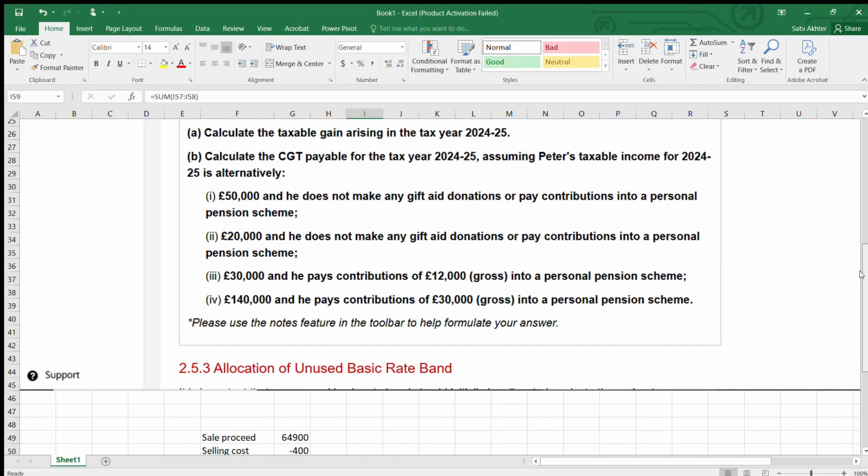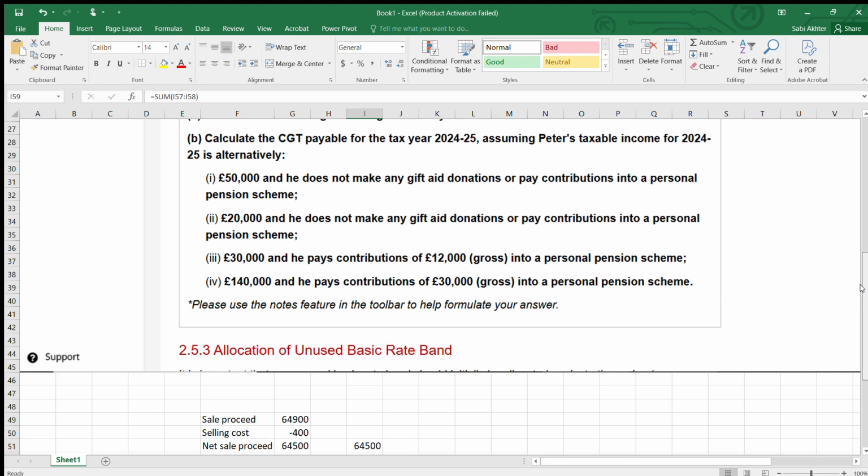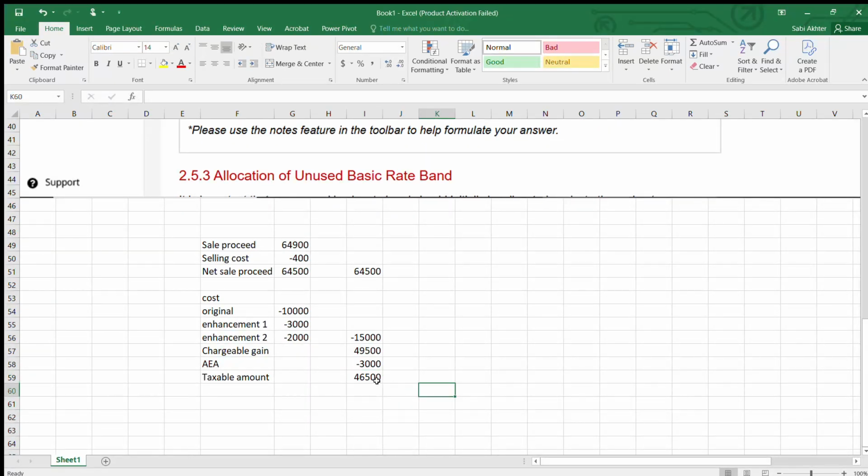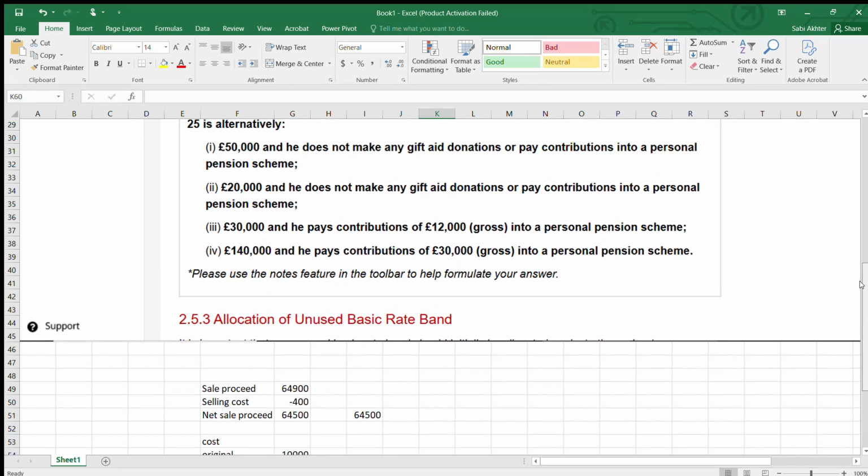Assuming taxable income is 50,000. So if you see the 50,000, it is a higher rate. This is non-residential, so it will be paid at the higher rate, which is 20% of CGT. So this multiplied by this is 9,300. Now, if your taxable amount, part B, is 20,000.